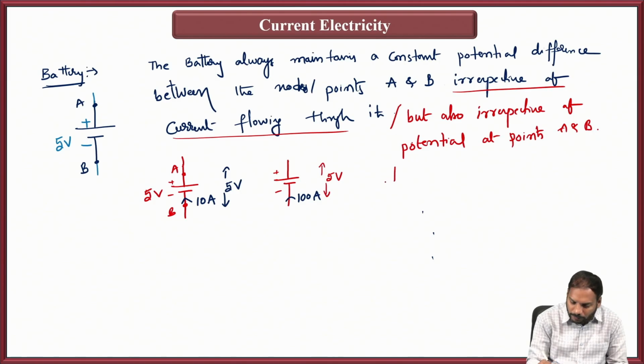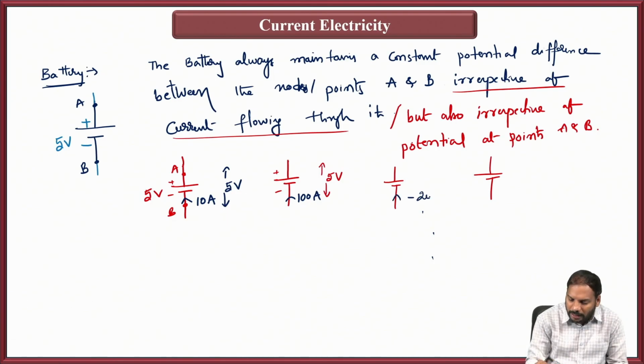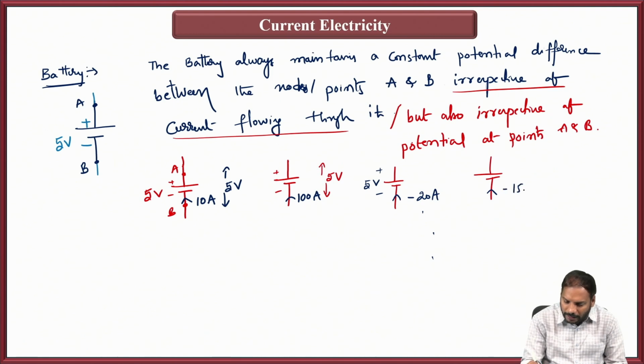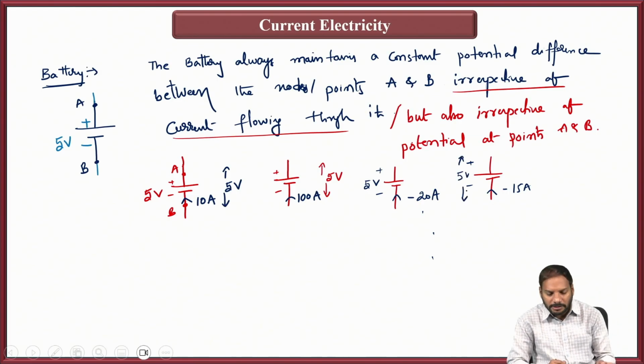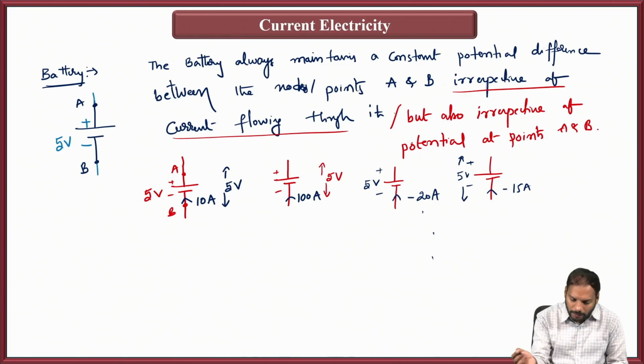Now I'll consider one more example. Two examples I'll copy here at the same time. If the current flowing through this is minus 20 amperes, what is the purpose of the battery? The battery has to maintain the same potential difference of 5 volts. The same thing, if the current flowing through this is minus 15 amperes, the potential difference between these 2 points, how much does the battery have to maintain? So this is the simple logic where I can explain. Irrespective of the current flowing through the battery, the battery has to maintain a potential difference of 5 volts. Now the same explanation I will go ahead with by taking the potentials at the 2 points A and B.